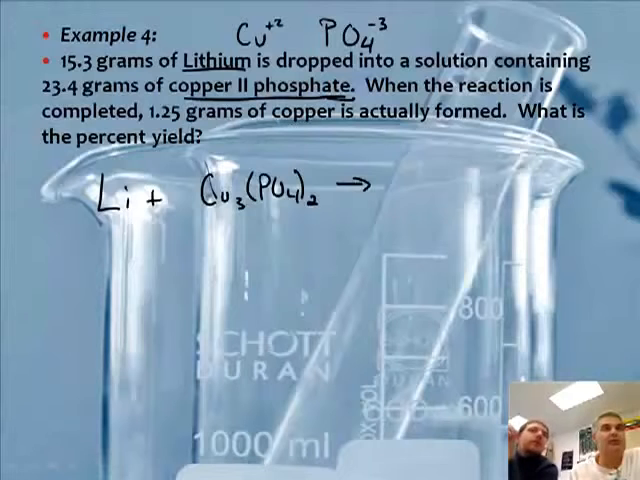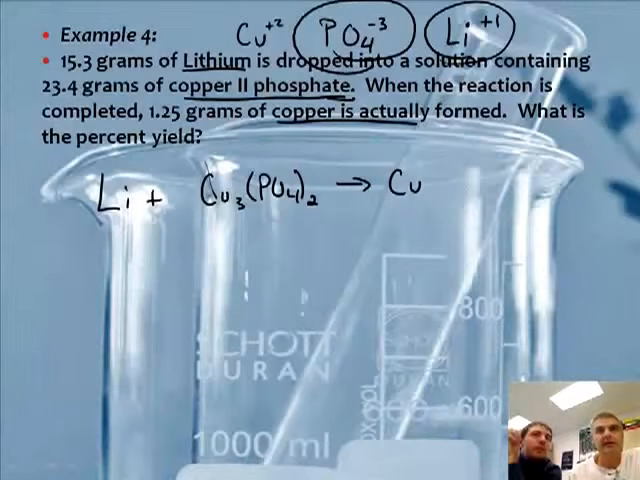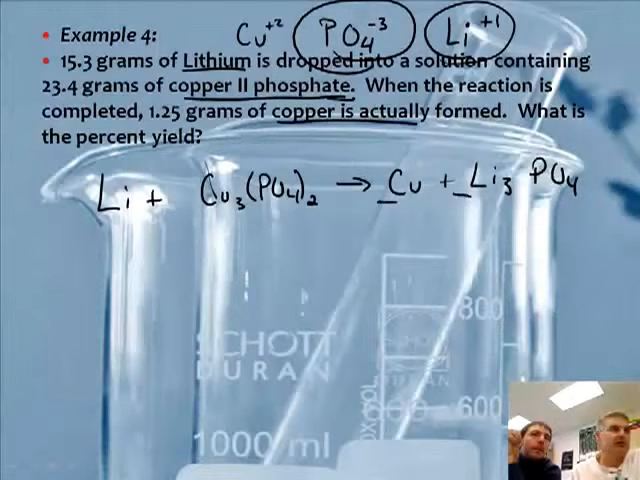It says 1.2 grams of copper is actually formed, so that's the product. We know it's going to be copper, but then it's going to get together with lithium in a single replacement reaction. So we have to write lithium and figure out its charge. Its charge is plus 1, reacting with a negative 3, so we need 3 lithium. So you say Li3PO4. Now we go back and balance the equation. The complex one is this one right here, so we'll leave it. Let's do the copper first: 3. We've got 2 phosphates, so if I put a 2 here, that gives us 6 over here.